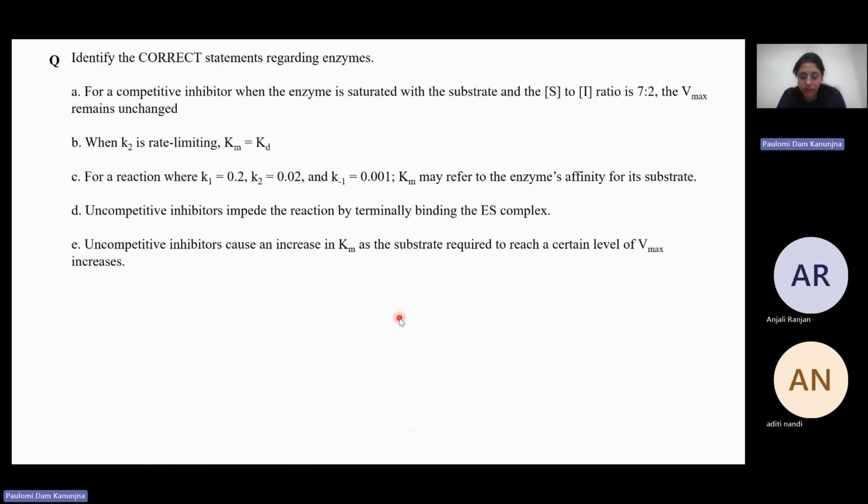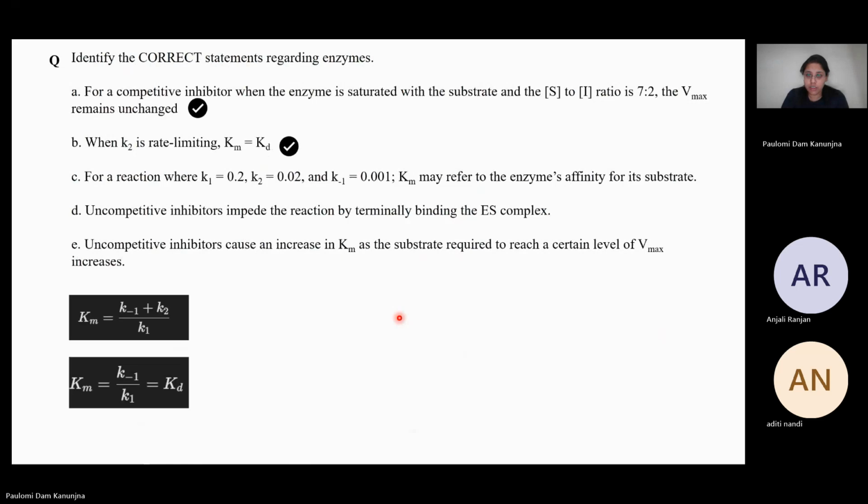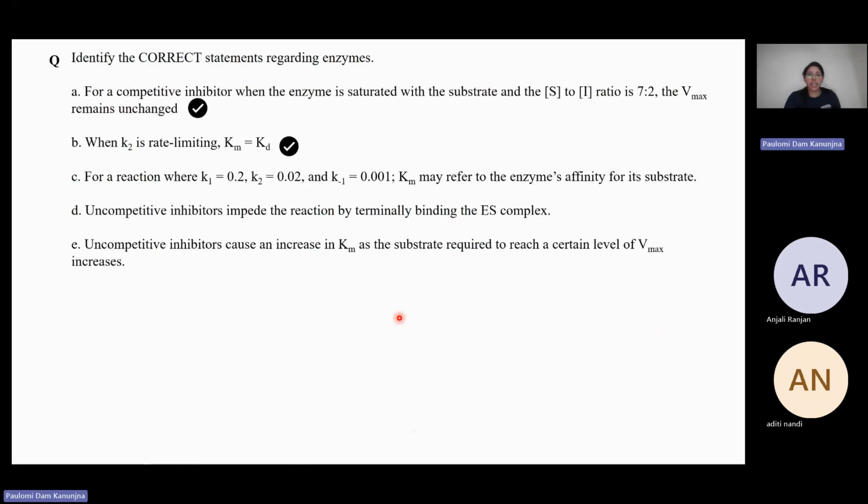A, B, D. Okay. So the correct statements are A and B, which you got correct. So for a competitive inhibitor, when the enzyme is saturated with the substrate, and the S to I ratio is 7 to 2, Vmax remains unchanged. We have seen that already. That's correct. So when K2 is rate limiting, Km is equal to Kd, which is also correct.